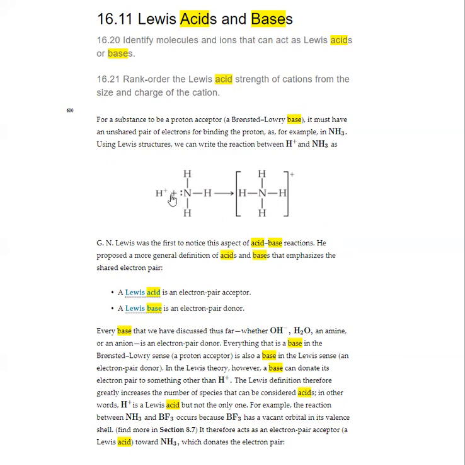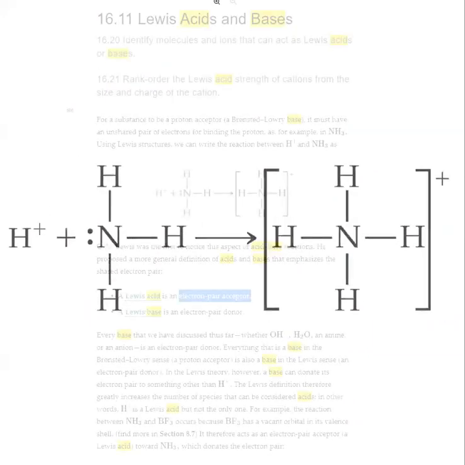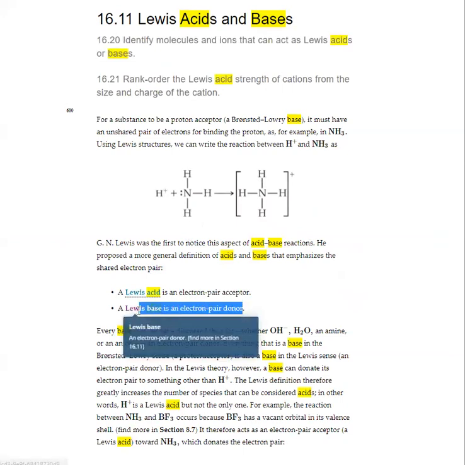So here's a good example. You have the hydrogen and then the NH3. Remember, NH3 is ammonia, and ammonia has this extra pair of electrons here. So these electrons are going to be donated to the H plus to form this HN bond. The H is going to accept the electron pair, making it the acid, and then the NH3 is giving away the electron pair. So it becomes the base, the Lewis base.